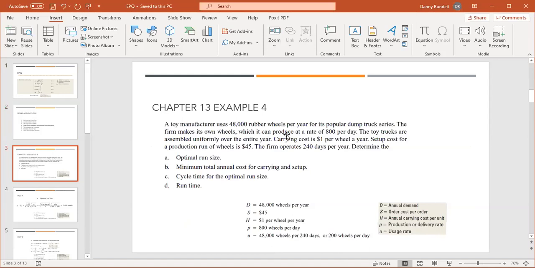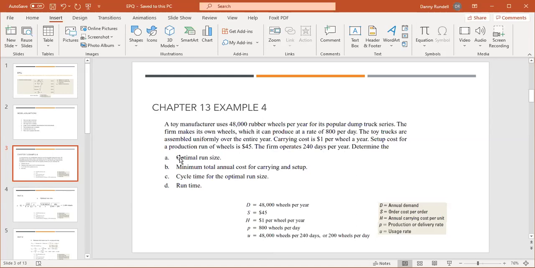So in chapter 13, there is an example given, and it reads, a toy manufacturer uses 48,000 rubber wheels per year for its popular dump truck series. The firm makes its own wheels, which it can produce at a rate of 800 per day. There's that production rate being given. The toy trucks are assembled uniformly over the entire year. Carrying cost is $1 per wheel a year. That's one of the EOQ variables. Setup cost per production run of the wheels is $45. The firm operates 240 days per year.